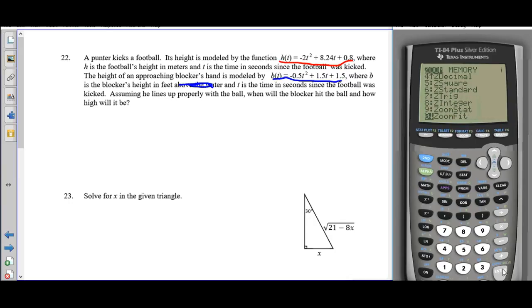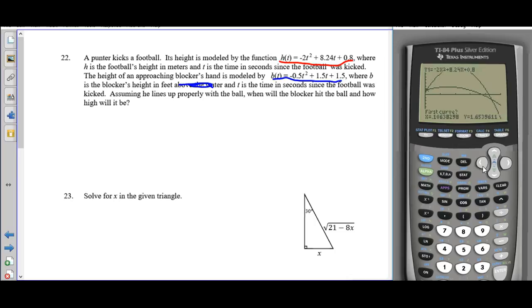I'm going to try the zoom fit. So that's the first function. That's the path the football is taking, and there is the blocker. So we're going to ignore this part down here that's below ground because that wouldn't really happen. But right over here, it looks like these two are going to cross each other. So I'm going to find the intersection. I'm going to move close to where they cross.